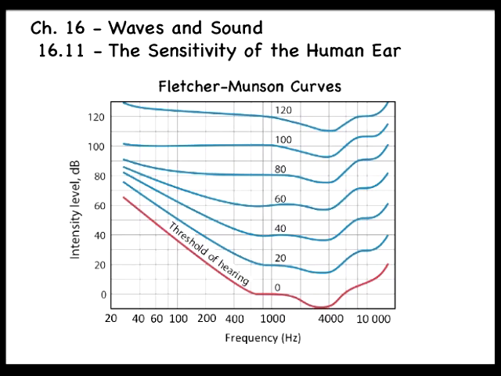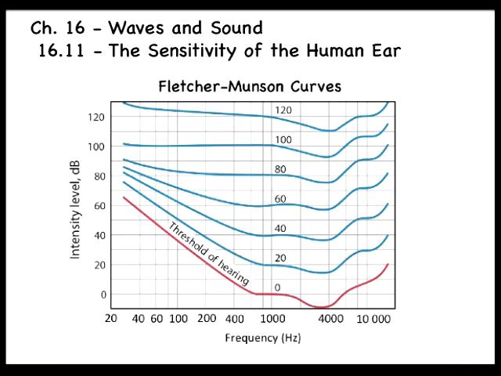In these graphs, the audible sound frequencies are plotted on the horizontal axis, and the sound intensity levels in decibels are plotted on the vertical axis. Each curve is a constant loudness curve because it shows the sound intensity level needed at each frequency to make the sound appear to have the same loudness.